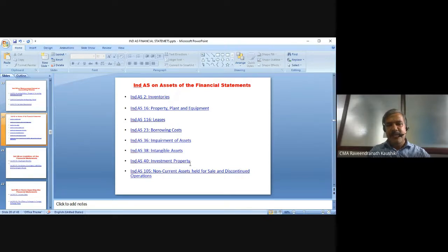Then we have intangible assets, a very important thing today in the competitive global world. Intangible assets are getting more and more economic, even for small companies today, like patents, trademarks, copyrights, and all those things. So Ind AS 38 is also there, very important. Then Ind AS 40, which talks about investment property. Ind AS 105, which talks about non-current assets held for sale and discontinued operations. So these are the important standards which will be studied under our Ind AS on assets and financial statements.